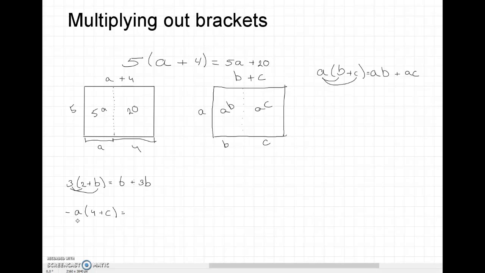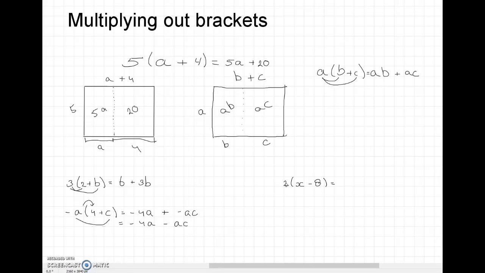Another example is negative a times (4 plus c). Then I multiply negative a with 4, which gives us negative 4a, and I add to that negative a times c, which is negative ac. Adding something negative is the same as subtracting, so this is the same as negative 4a minus ac.